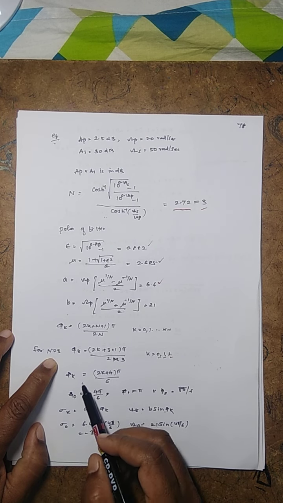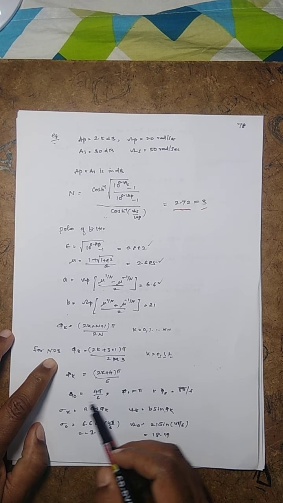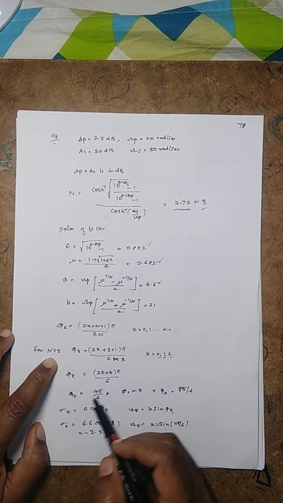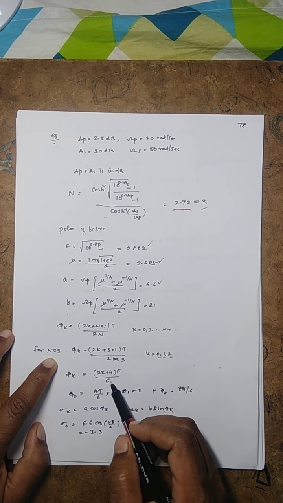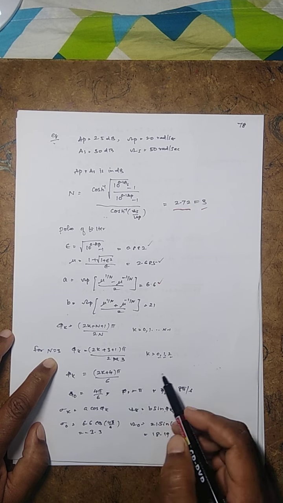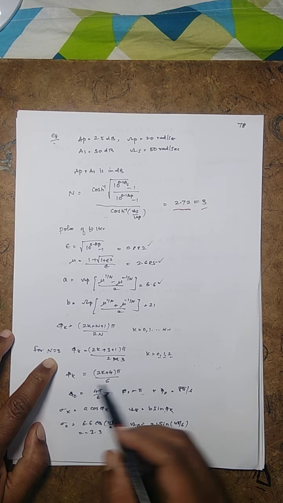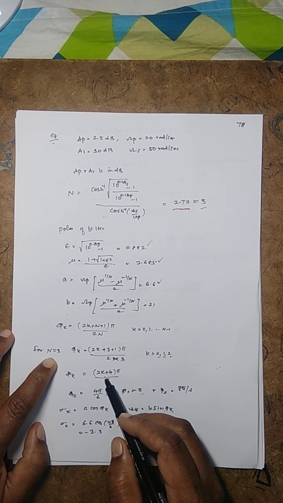We'll get this value. Next, you have to find phi naught, phi 1 and phi 2. For k equal to 0, substitute 0 here, this is 4 pi by 6. And for k equal to 1, this will be 6 pi by 6, so we'll get pi. Similarly, for k equal to 2, we'll get 8 pi by 6. Substitute the k values here.